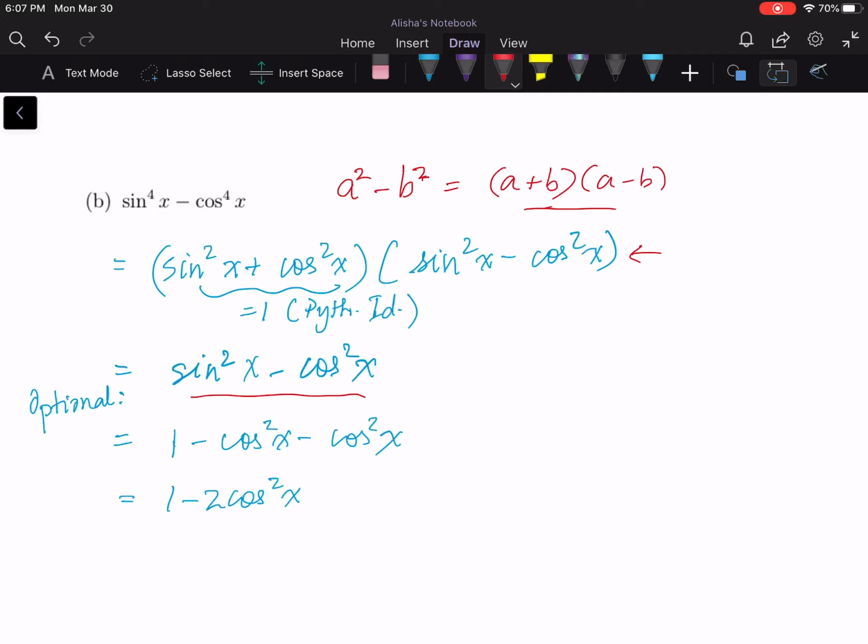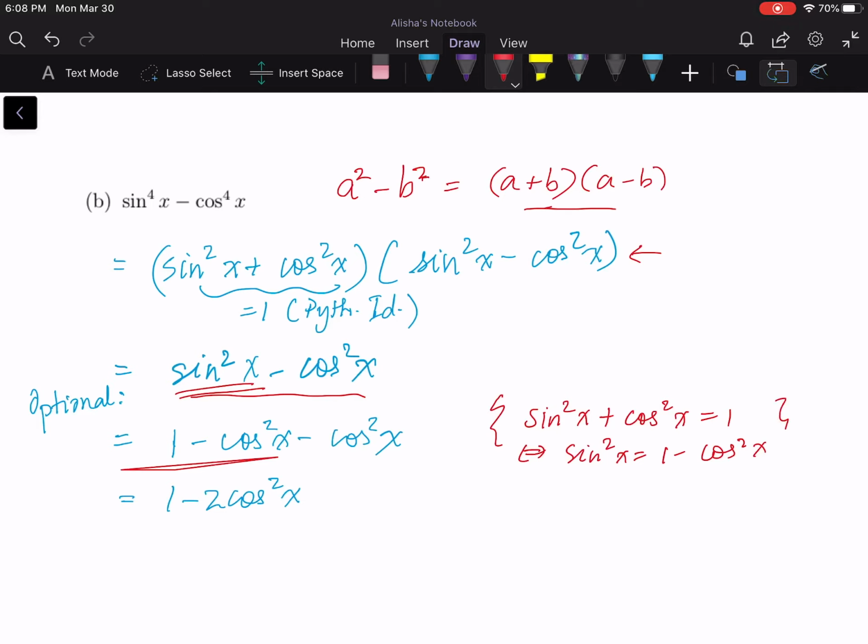So I honed in on the sine square and rewrote that using the Pythagorean identity as 1 minus cosine square x. We know by the Pythagorean identity that sine square x plus cosine square x is 1, which implies that sine square x is equal to 1 minus cosine square x. So I used that, and then I got down to an expression that just has cosines in it.